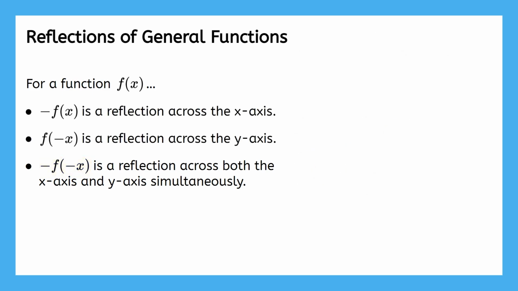So as we move on to talking about reflecting 1 over x, remember that the axis we use for reflecting depends on whether the negative happens on the outside or inside of the function. And if you see a negative on both the outside and inside, that's a reflection across both axes.